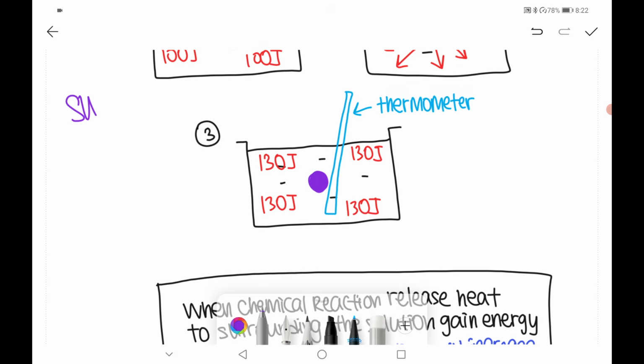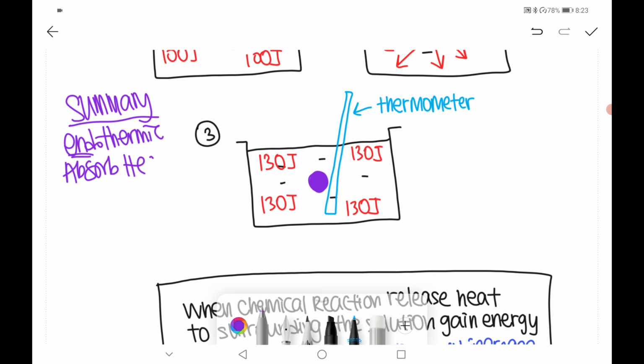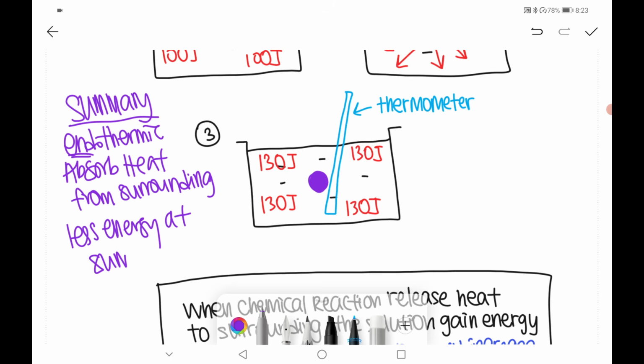So what is this? Endothermic reaction. Endothermic, enter the heat, the heat goes into the chemical substance. When the heat goes in, it means what? Absorb the heat. So in an endothermic reaction, you absorb the heat from where? From the surrounding. So when we absorb the heat from the surrounding, the surrounding now has less energy. When the surrounding has less energy, the temperature of the surrounding decreases. That's it.